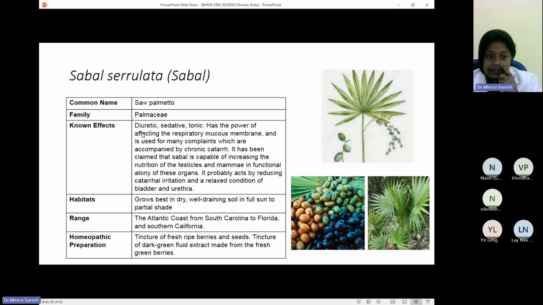So it's usually given because it is a diuretic, because it has action on the bladder, and also as a sedative. Can be given for the respiratory mucous membrane, which is accompanied by chronic catarrh. It has been claimed that Sabal serrulata is capable of increasing the nutrition of the testicles and also the mammae when there is a functional atony of these organs.